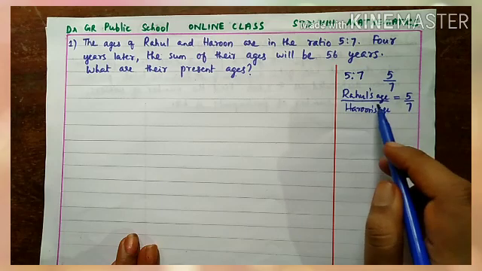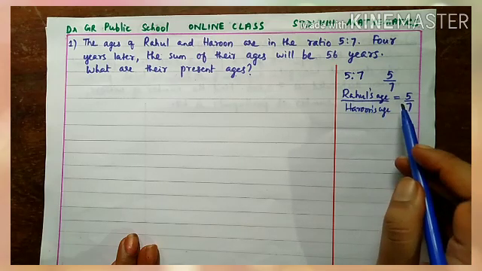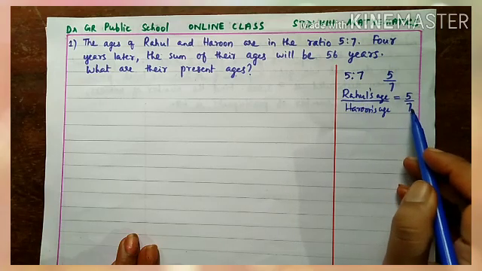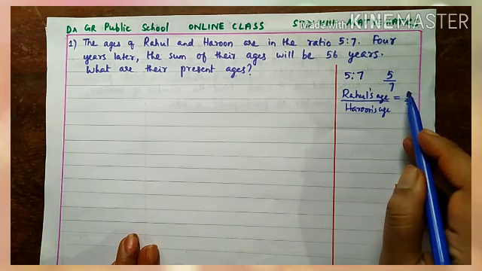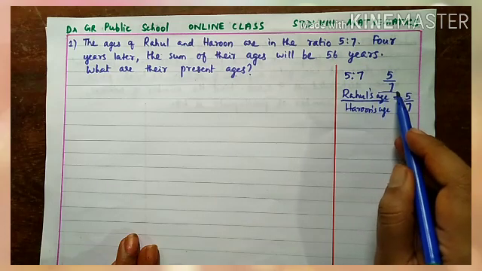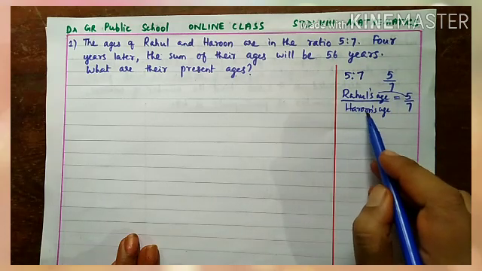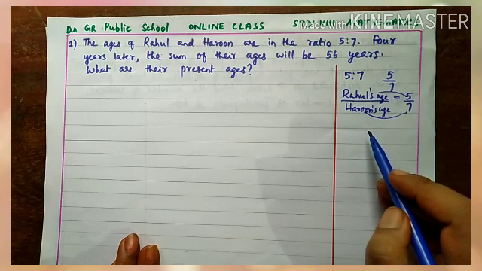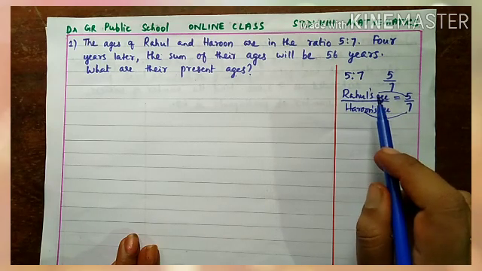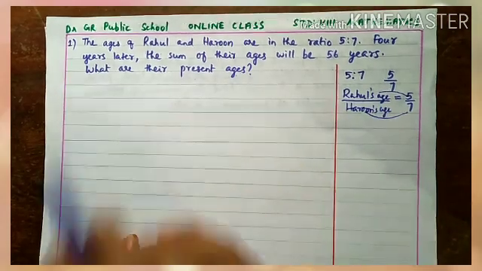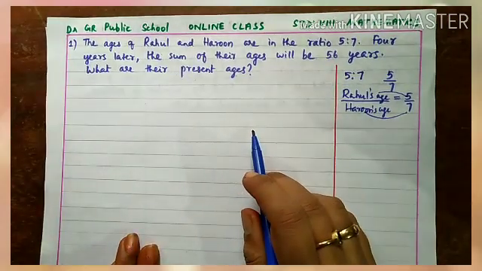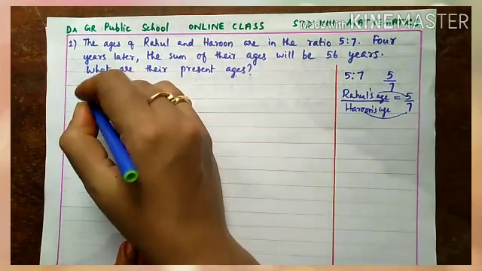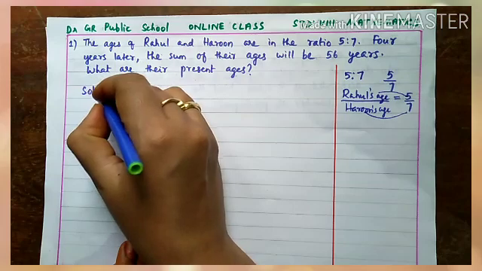Now how to do it? You know that if the reduced form is 5/7, then surely Rahul's age is a multiple of 5 and Harun's age is a multiple of 7, correct? So using that we want to take the present ages of Rahul and Harun. Okay, that is our first step. So we start the solution.